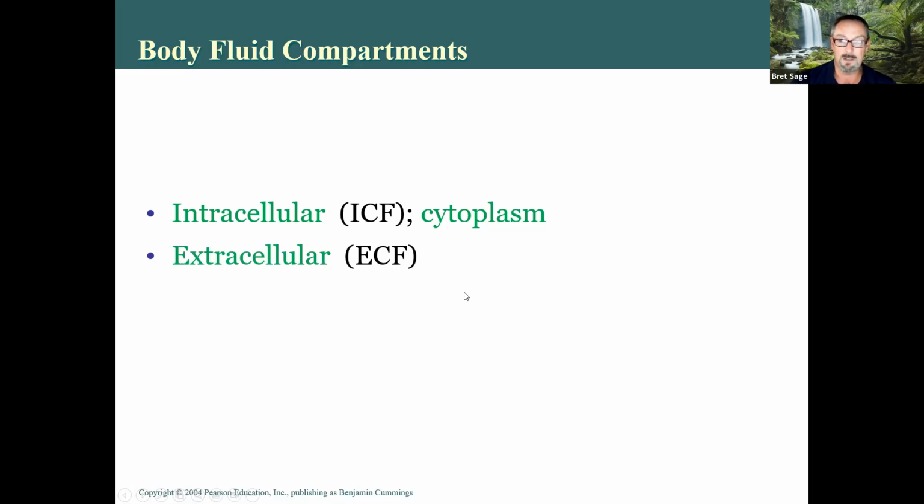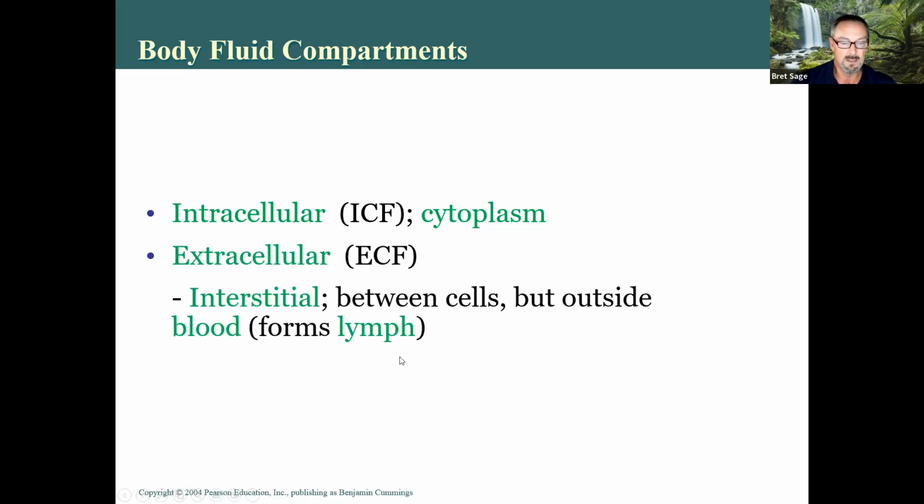Extracellular fluid is any fluid outside of the cell. There are two different compartments that make up extracellular fluid. It can be interstitial, and this is the fluid you find between cells, but not inside of blood. This fluid ends up in your lymphatic capillaries, lymphatic ducts, and lymph nodes, and it becomes what is called lymph or lymphatic fluid. Plasma is the liquid portion of blood. This is also part of extracellular fluid.